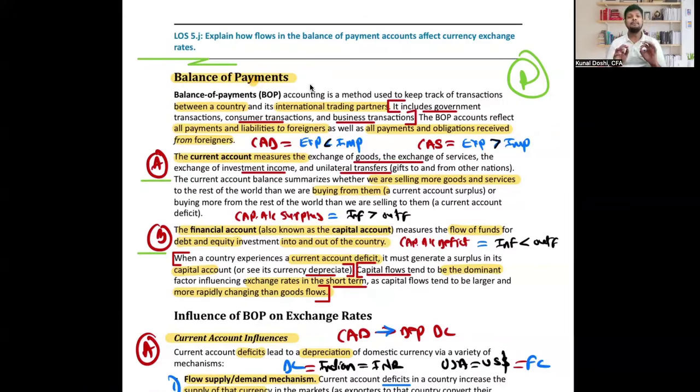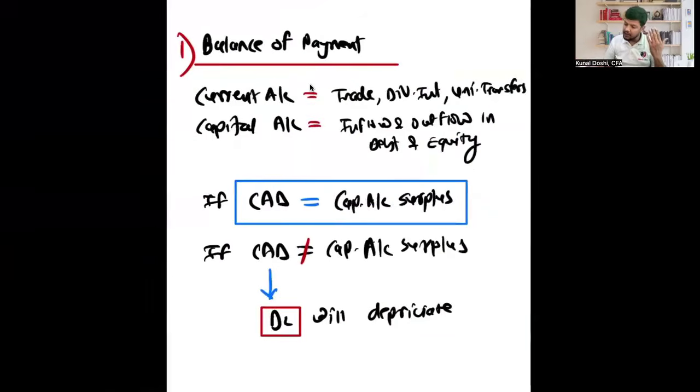All right. Remember, why is it called balance of payments? Because a current account deficit will be compensated by a capital account surplus, or vice versa. If the current account is in surplus, the capital account will be in deficit. So therefore, the equation should always balance. Everyone with me? Correct. The current account is related to trade, the capital account is related to inflow and outflow, and a deficit in one should be matched by a surplus in the other.